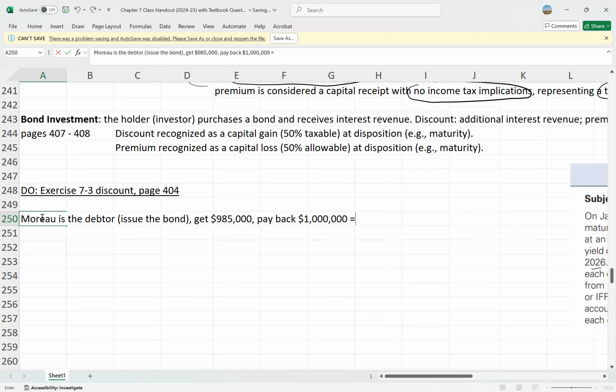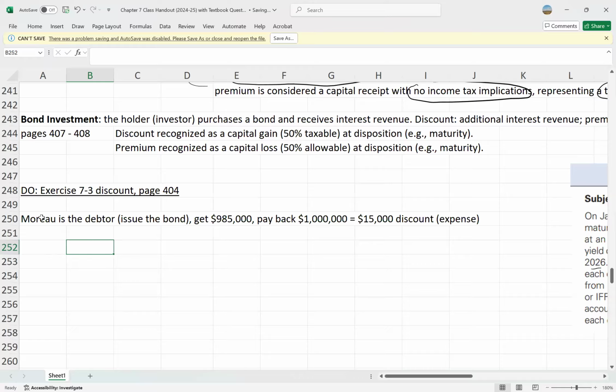So that's going to result in a $15,000 discount. And so that's basically going to be an expense, right? They're only going to get 985. They have to pay back $1 million. So we have this $15,000 discount, which is an expense to the company.